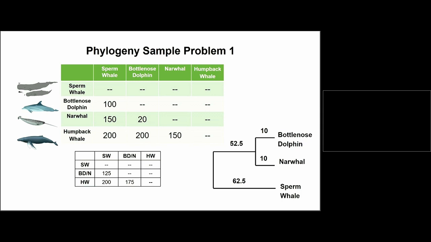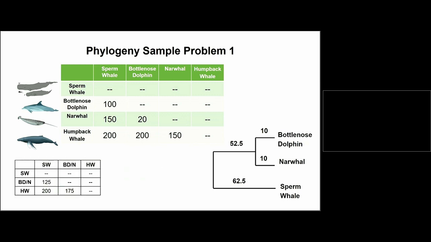Okay? And again, we can say that we think on average there are 125 changes or steps between the sperm whale and either the bottlenose dolphin or the narwhal, which means there's going to be half of that, 62.5, from the sperm whale to the common ancestor, and 62.5 from either the narwhal or the bottlenose dolphin to the common ancestor. And then if we're going to add the humpback whale, we have to average everything else from this original chart here. Right? So that's really important.